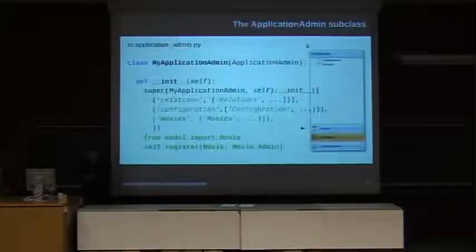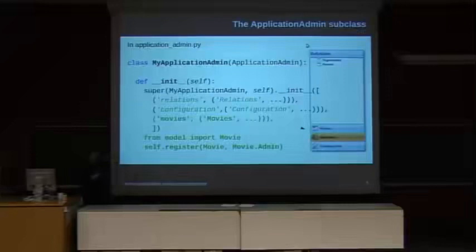Now, before we can start the application, we have to do one more thing, and that is defining the sections in the side panel of the application. And this is done in the application admin file. So there we simply add here the movie section. Then we will have a new section in our side panel, and we have to register the movie admin subclass as being the class that defines how the movie class should be visualized.